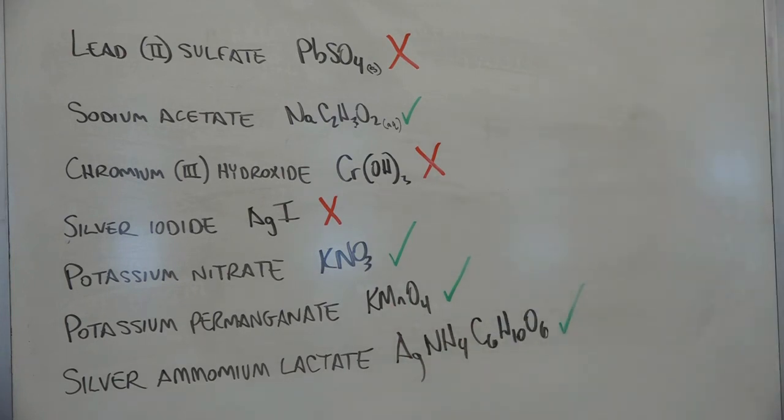So that wraps up today's video. Let's do a quick recap. Today we talked about how to predict the relative solubilities of different ionic compounds that may be formed over the course of chemical reactions. In the next video, we're actually going to predict the products of chemical reactions using these solubility rules that we learned today.